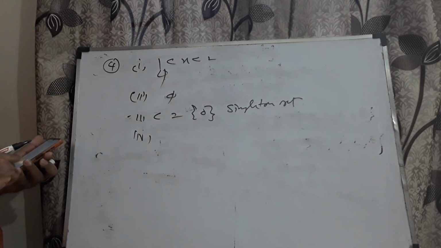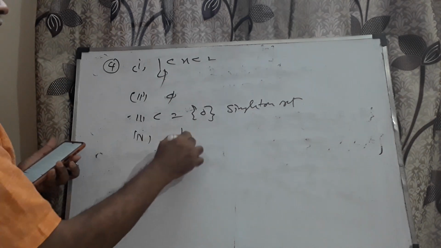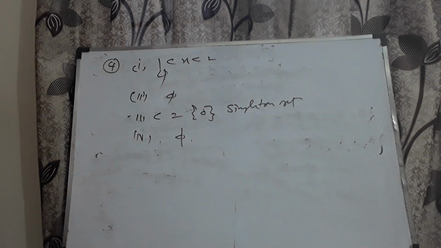Fourth subdivision, he says set of all triangles having 4 sides. It is an empty set. These are the things which I chose for a third sum by mistake.